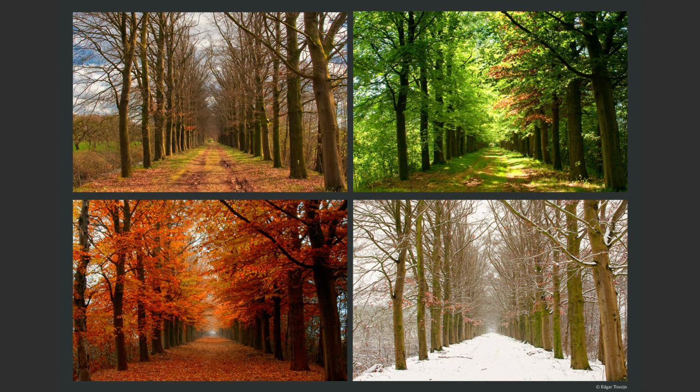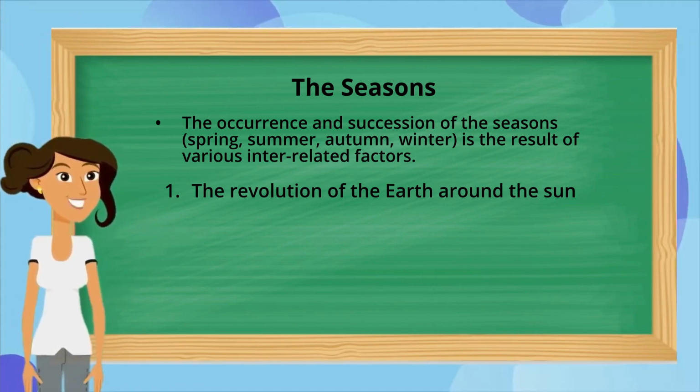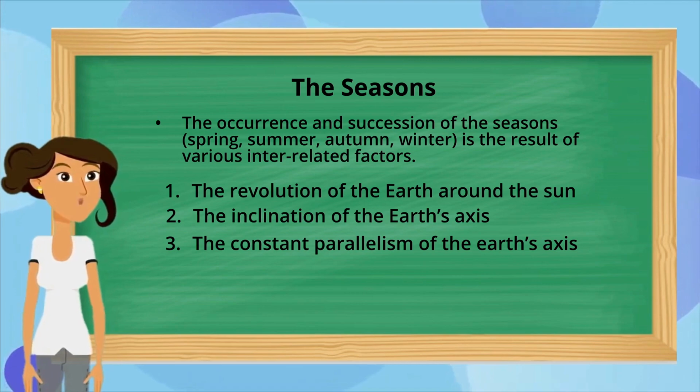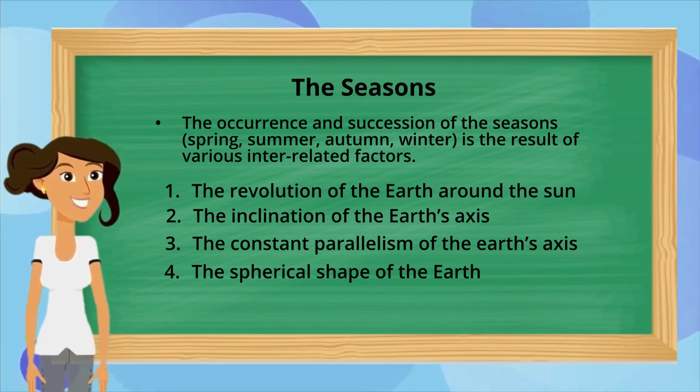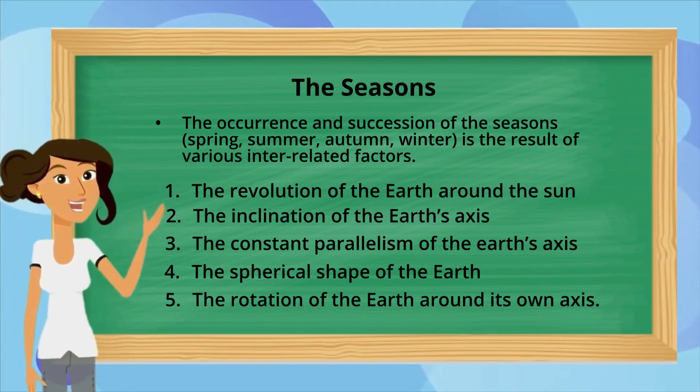The lunar and solar eclipses. We have 4 seasons in a year, namely summer, spring, autumn, and winter. They occur as a result of various interrelated factors, such as number 1, the revolution of the earth around the sun, number 2, the tilting of the earth's axis, number 3, the constant parallelism of the Earth's axis. Number 4, the spherical shape of the Earth. Number 5, the rotation of the Earth around its own axis.